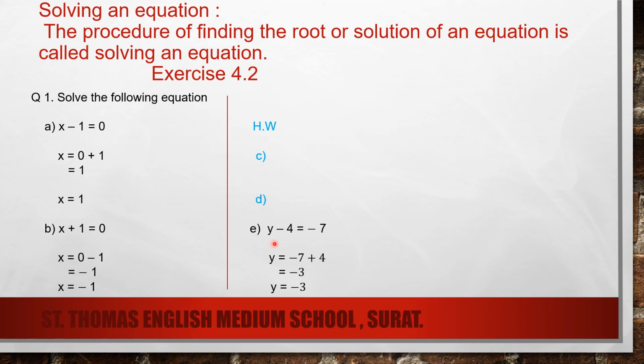Question number E, y minus 4 is equal to minus 7. This is a minus 4. If it goes here, it becomes plus 4. Y is equal to minus 7 plus 4. That is minus 3. One is a positive number, one is a negative number, so you have to subtract. Y is equal to minus 3.